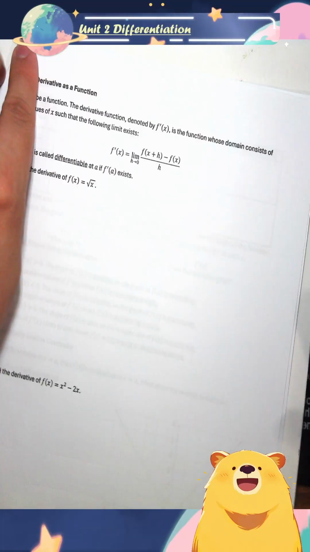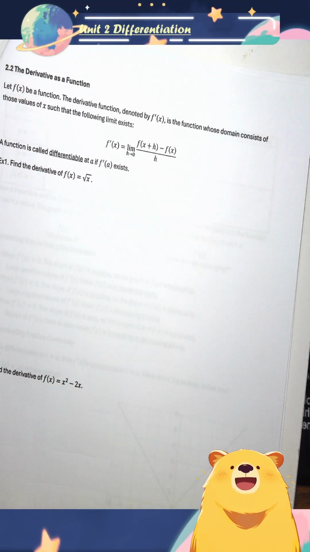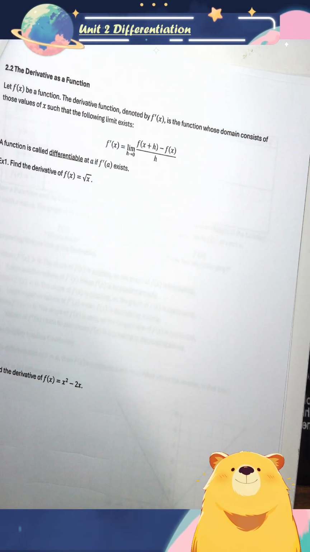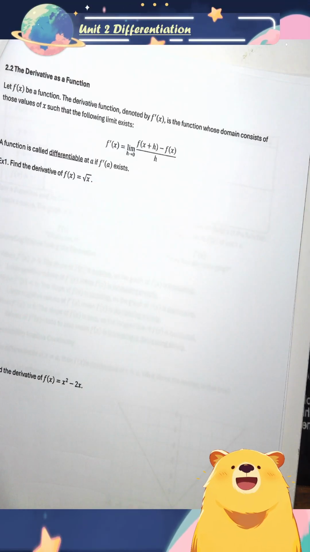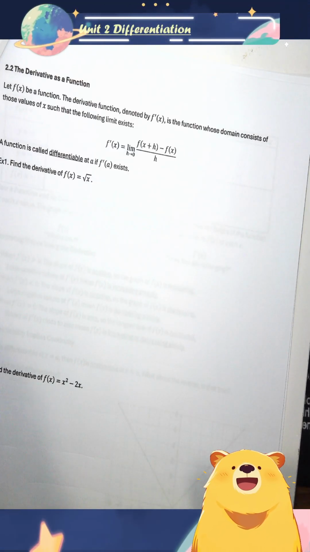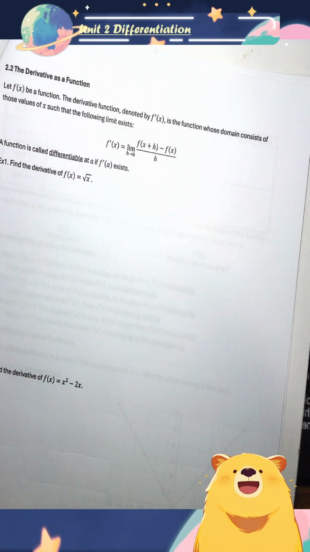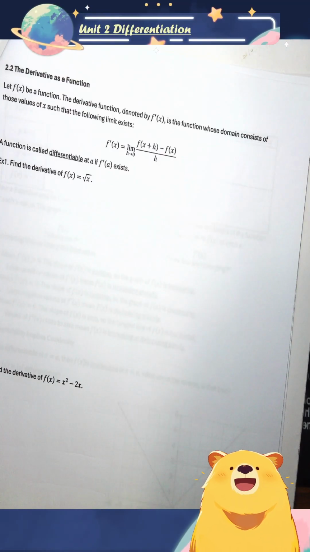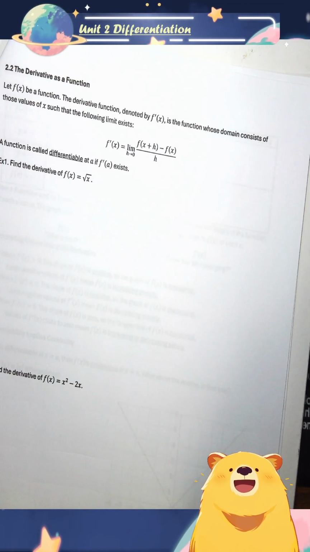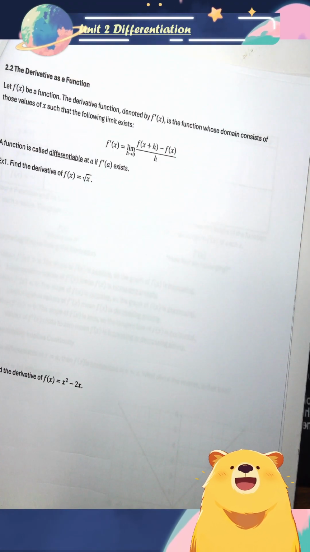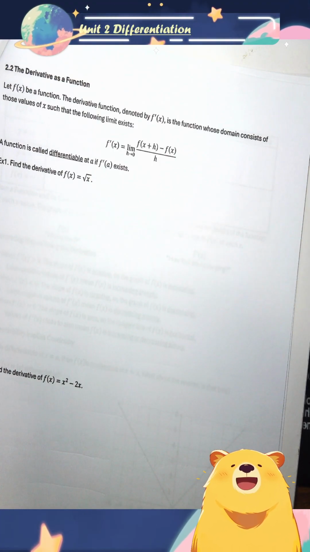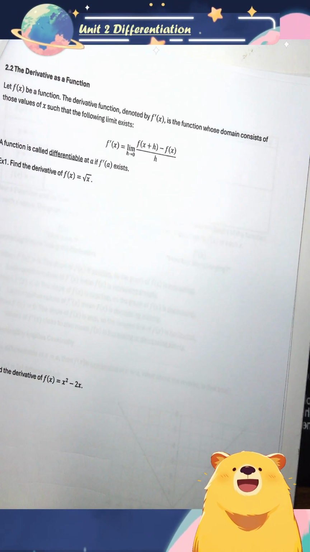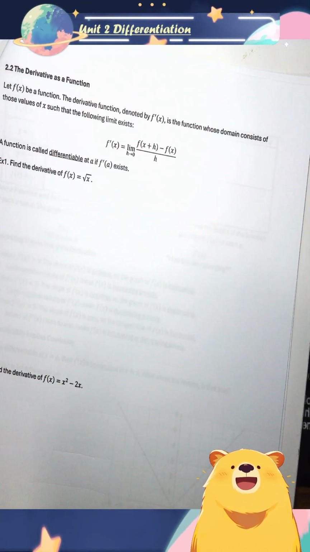So this lets us move on to the next section, and it lets us streamline this derivative idea just a little bit more. So let f of x be a function. The derivative function, denoted as f prime of x, is the function whose domain consists of values of x such that the following limit exists. So a function is called differentiable at a if f prime of a exists.